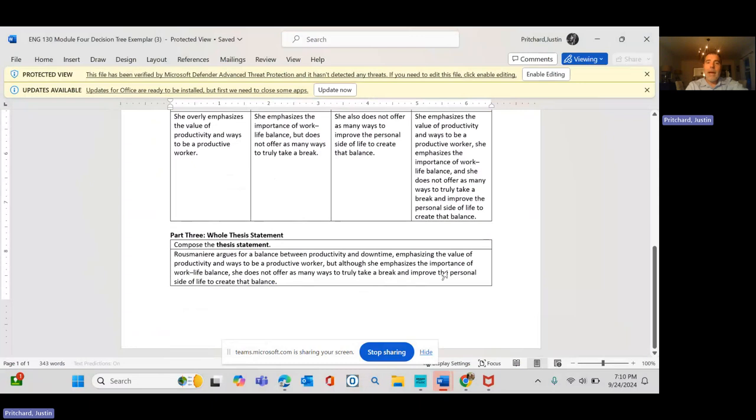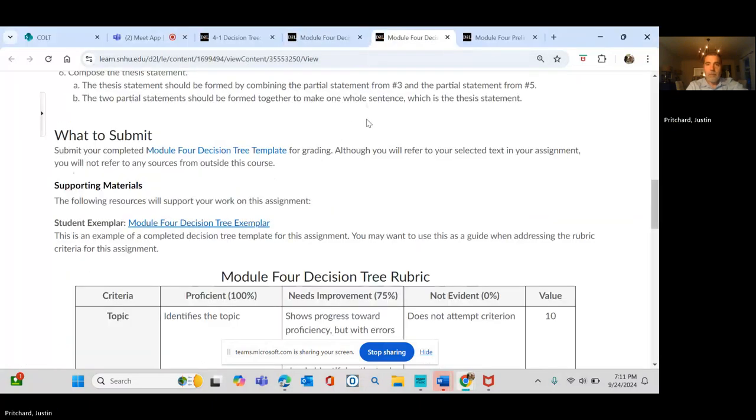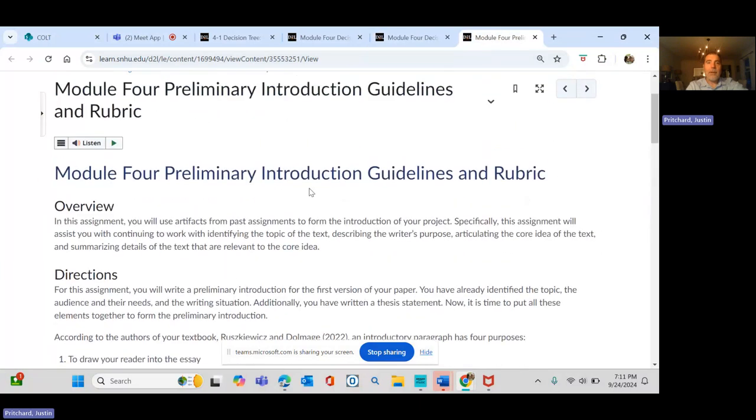All right, so that's going to be how you come up with this thesis statement. Now, this is the first half of this unit. The second assignment for this unit is going to be your preliminary introduction.